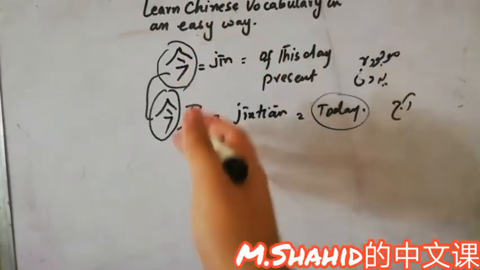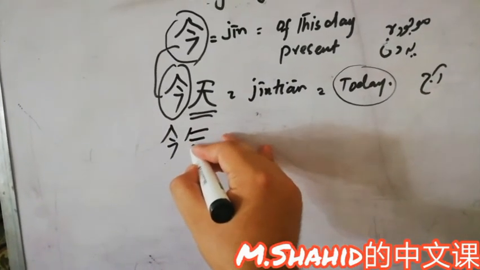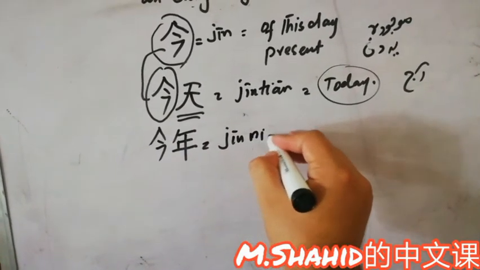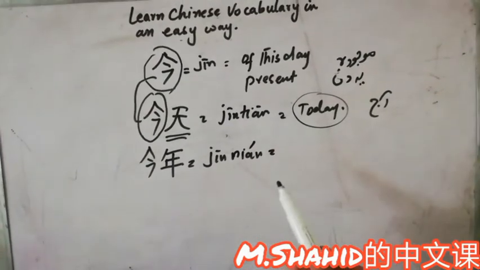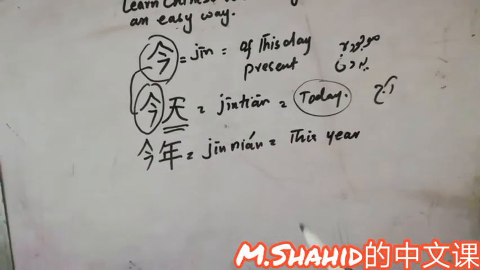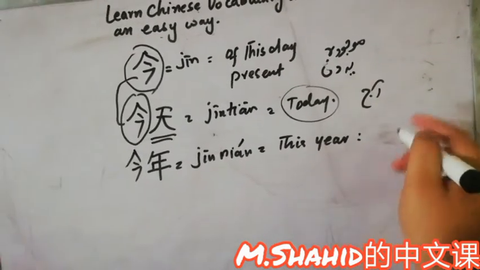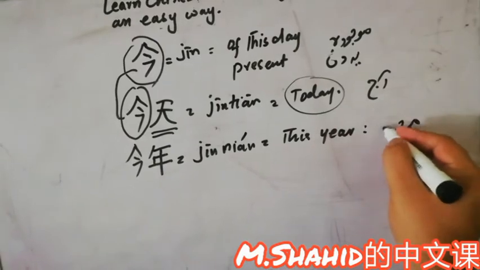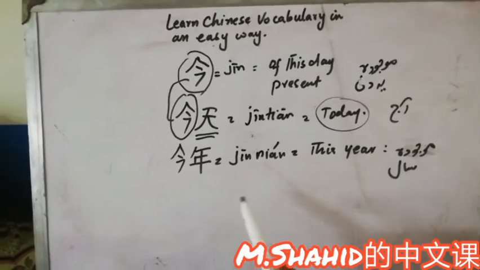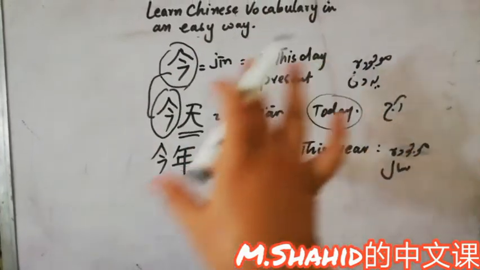So I will just add another character with Jin: Nian, this year, ye sal, or you can say mawjuda sal. So, Jinnian. Now just keep this whole thing in mind.